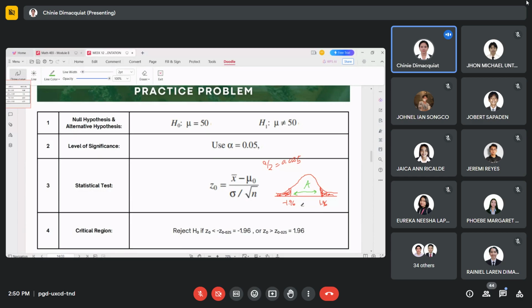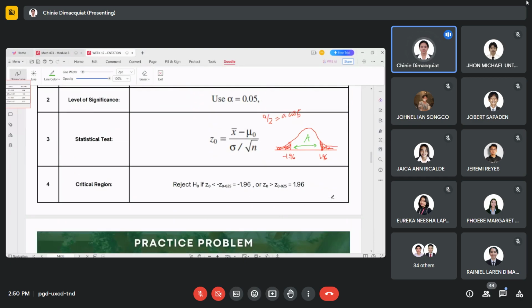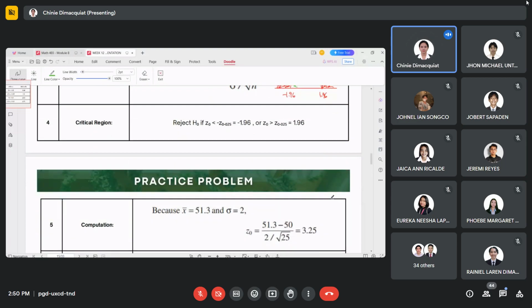If mas maliit kay negative 1.96 and if mas malaki kay positive 1.96 yung makukuha nating value ni Z, kailangan po nating i-reject yung ating null hypothesis. So yung panlima, compute and compare. So using this, ito naman ay mga given sa ating problem. So ang ating sample mean ay 51.3 and our population standard deviation ay 2. So substitute. Direct substitution will have 3.25.